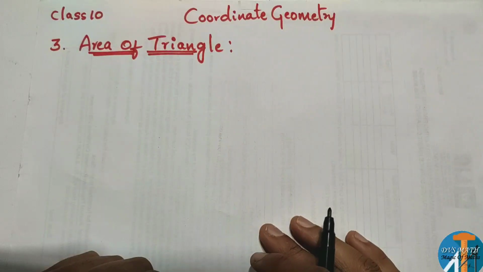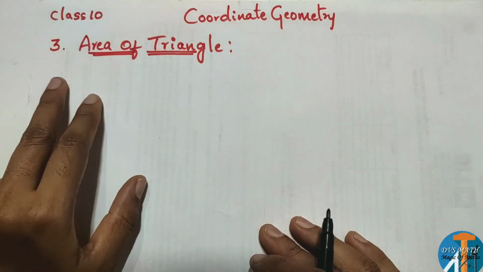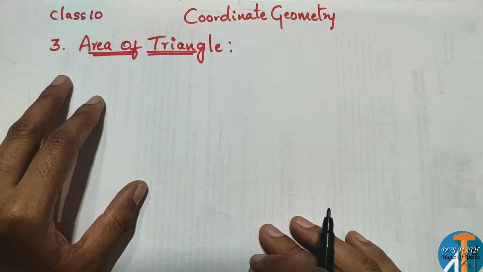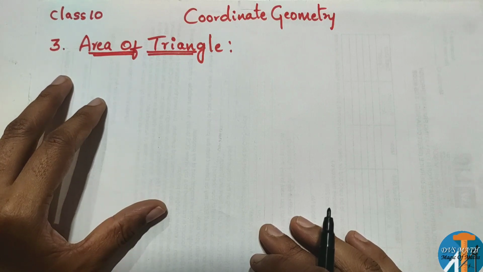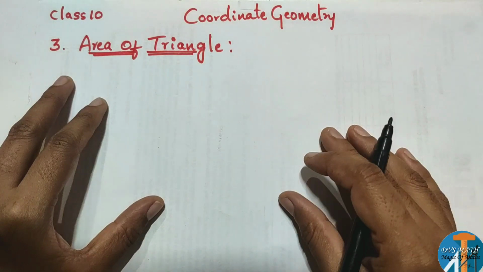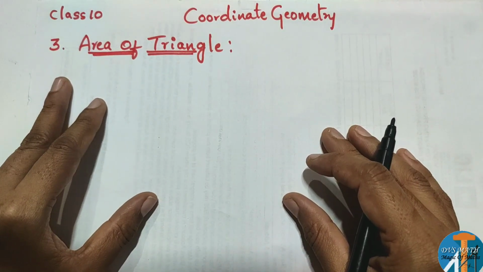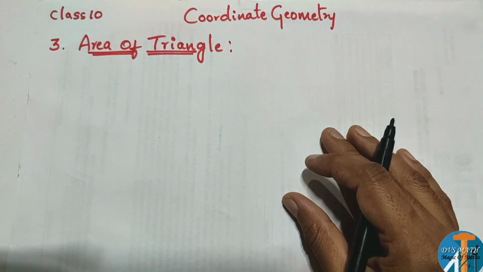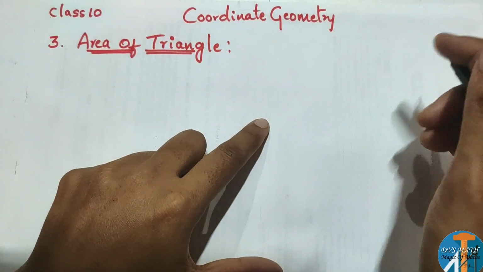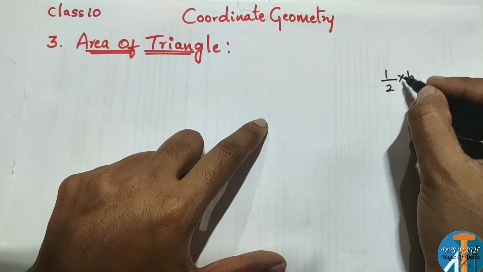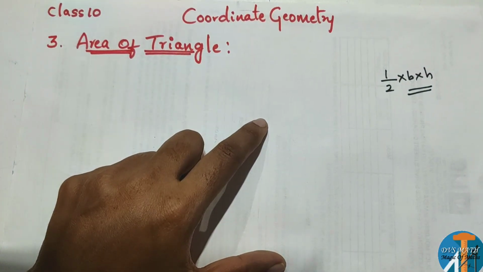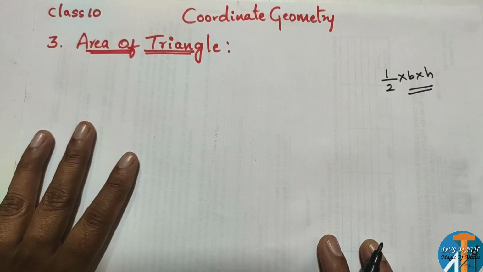So continuing class 10th coordinate geometry, third part, that is area of triangle part. In the previous session we had discussed the distance formula as well as the second part, section formula. Now we are moving on to the next concept, that is area of triangle. As you all know, the name itself says we are finding the area of triangle, right? Basically, area of triangle means the formula you learnt in your lower class, that is half into base into height, right? But now we are using a different formula in this coordinate geometry section.